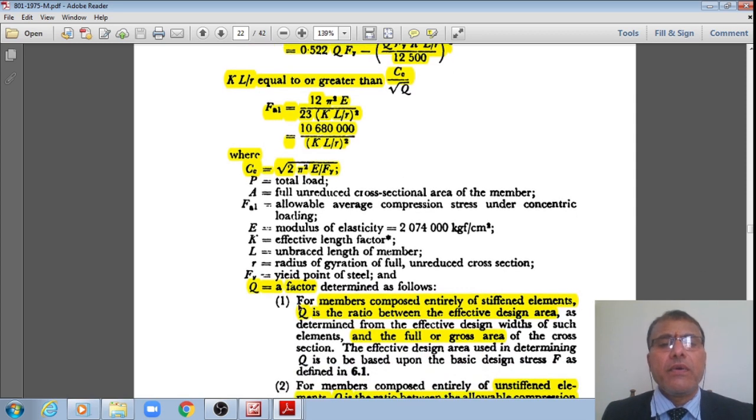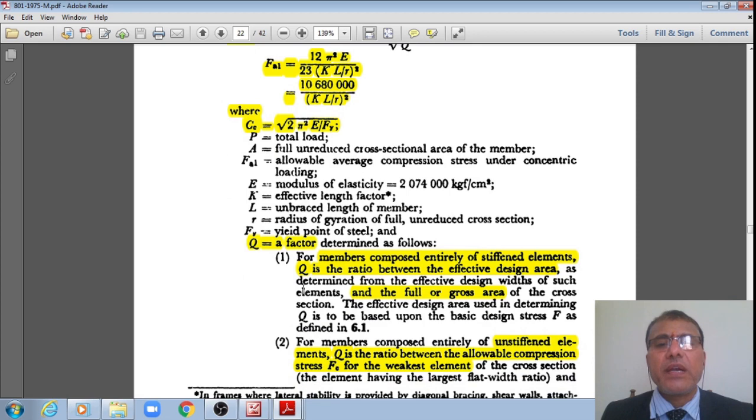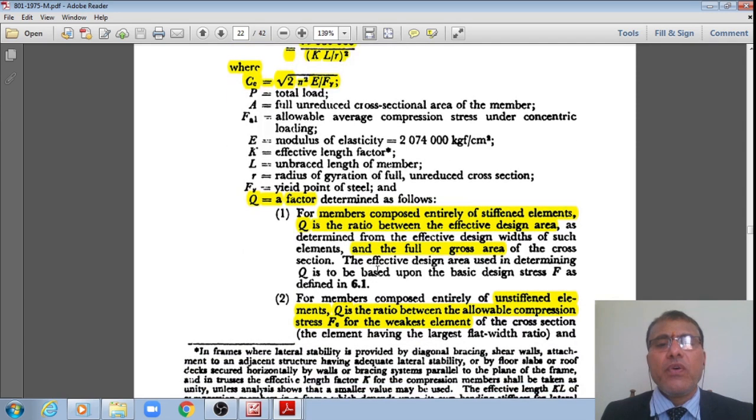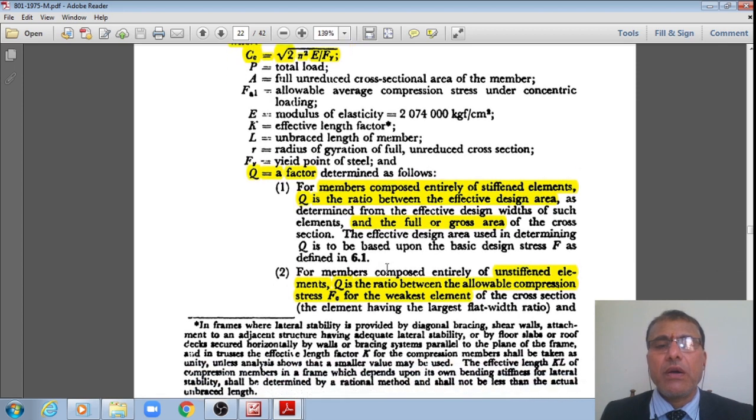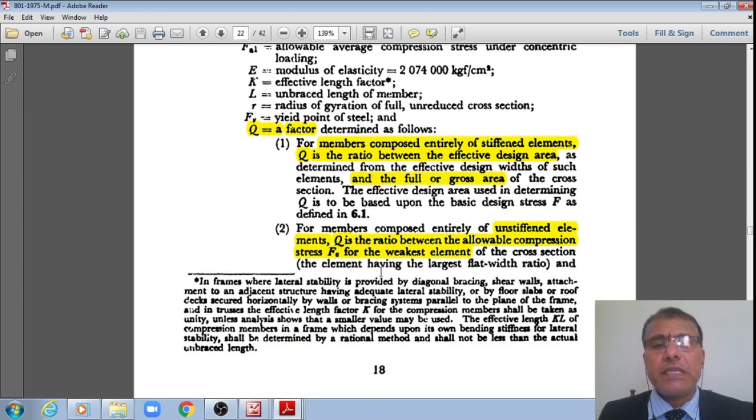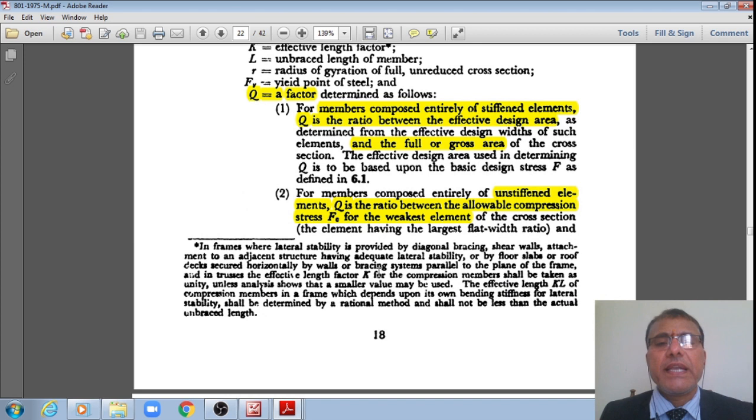Further, Q is a load factor to be determined as follows. For members composed entirely of stiffened elements, Q is the ratio between the effective design area, as determined from the effective design width of such elements, and the full or gross area of the cross section. Now that we will see during designs or using SP6. I will once again explain that.